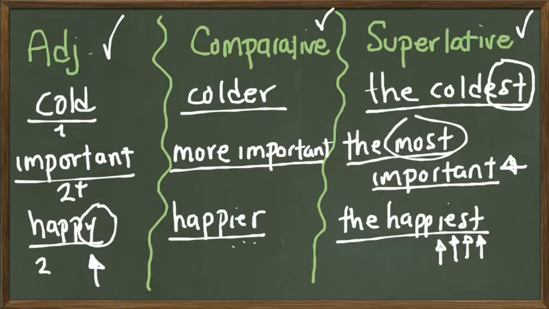Another important thing you do not want to forget is that in superlatives, we always use the article the: the coldest, the most important, the happiest.